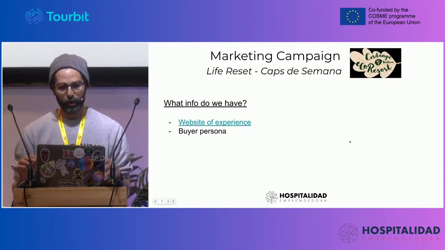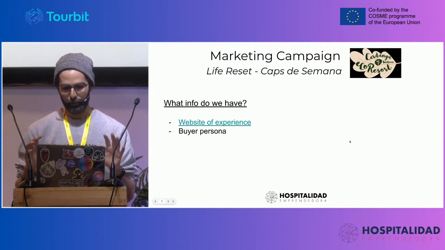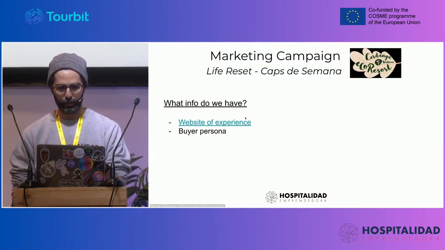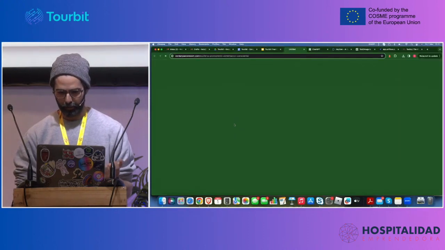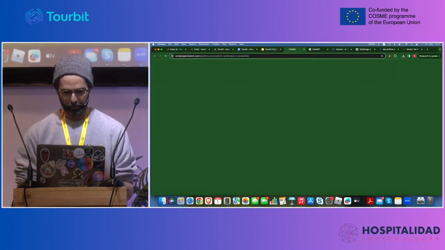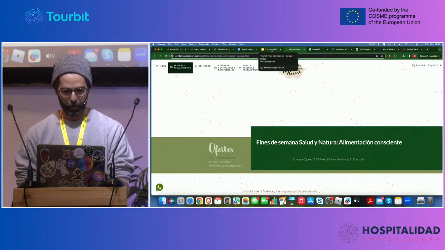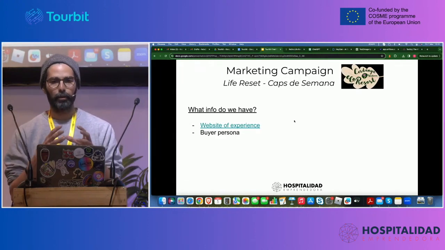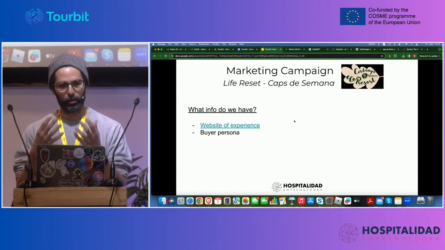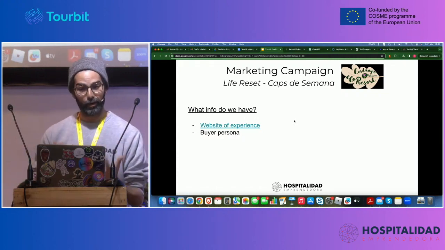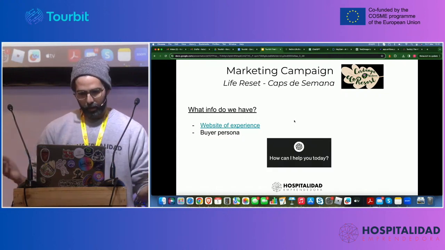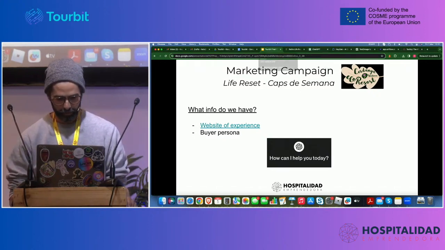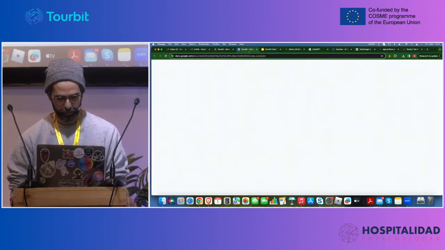So we're going to do this content. What info do we have? We have the website of the experience. We're going to go with the life reset experience. So I can open the website, but I already copied and pasted the content. So we have the website. And also David provided me with a buyer persona, who we're talking to. That's very important when we talk about context. And we're going to use ChatGPT, as I said. So I already have ChatGPT open, and I have a prompt pre-created.